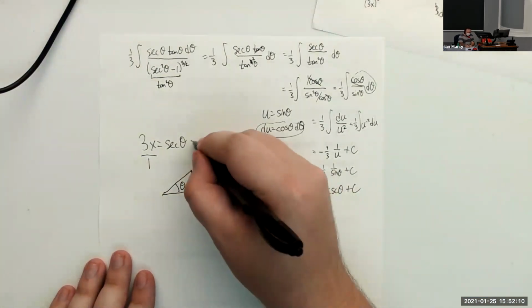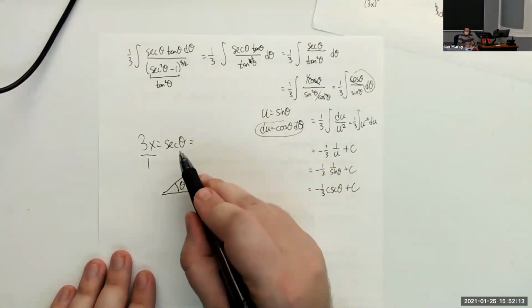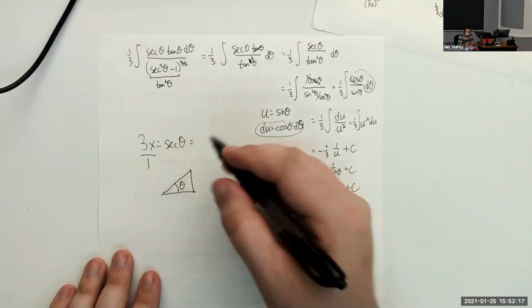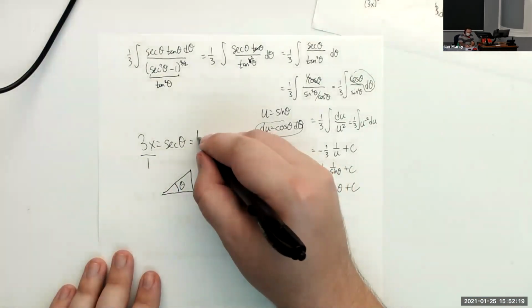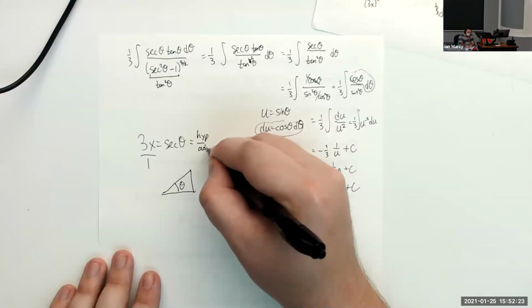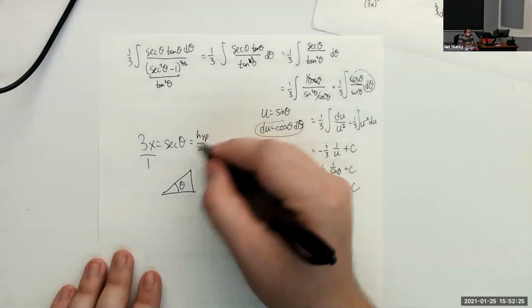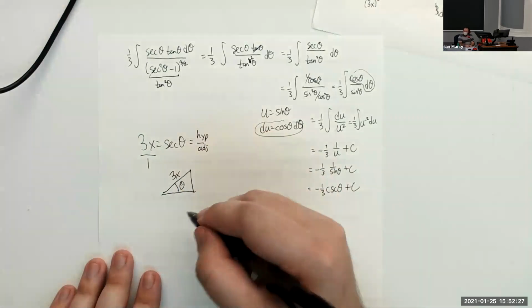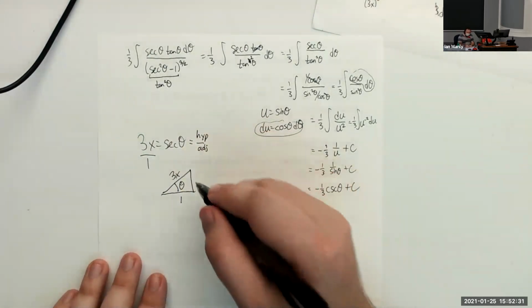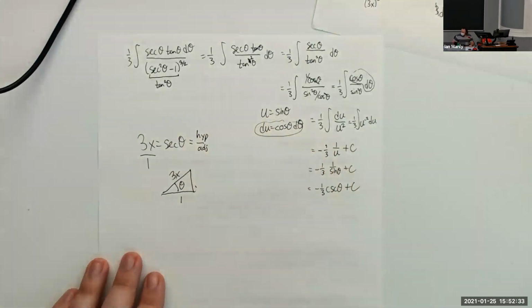All right, so here's our theta. What's secant again? Hypotenuse over adjacent. That sounds pretty good to me. All right. So then we have 3x here, and then we have 1 here. And then if we use the Pythagorean theorem, I think we're running out of time here.